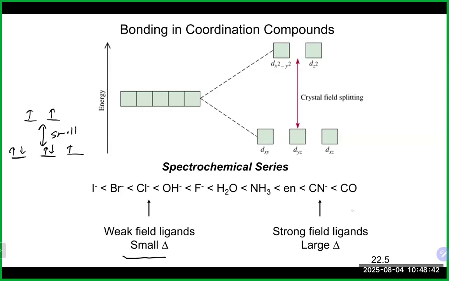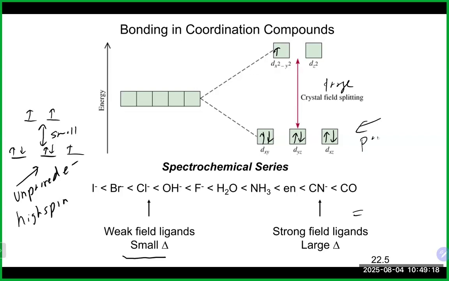Now, if you're on this side, you'll have what is referred to as a strong field ligand, and that splitting is going to be relatively large. What that's going to end up doing is causing these electrons to pair up more than go in one at a time. The result of this is you're going to end up with a lot more unpaired electrons in this small splitting, and that is what's referred to as a high spin complex. As opposed to over here, you're going to end up with a lot more paired electrons, and that would be what is referred to as a low spin situation.